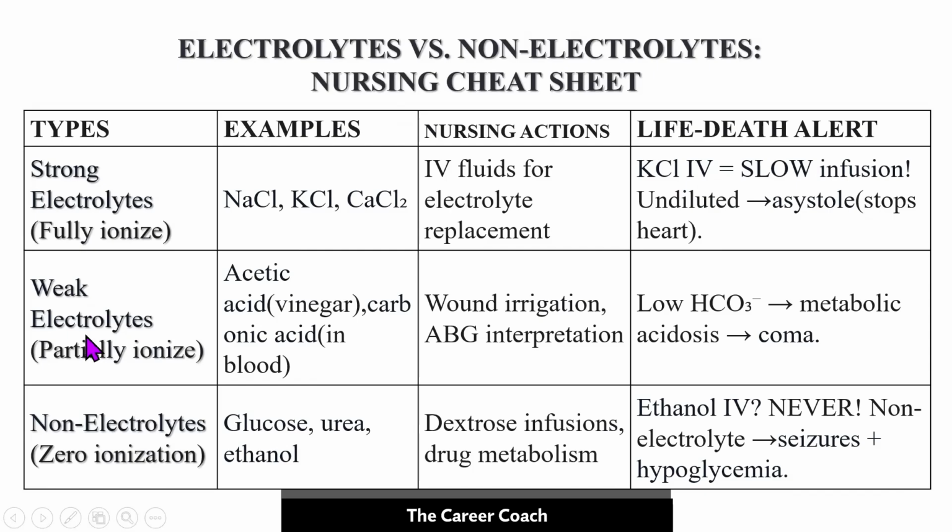Number 2 is weak electrolytes. Weak electrolytes can also be called partially ionized electrolytes. Examples: acetic acid in vinegar and carbonic acid in the blood. How is it relevant to the nurse? Weak electrolytes are used in wound irrigation and arterial blood gas interpretation. Life or death alert for weak electrolytes: when bicarbonate is low, it will lead to metabolic acidosis, leading to coma.